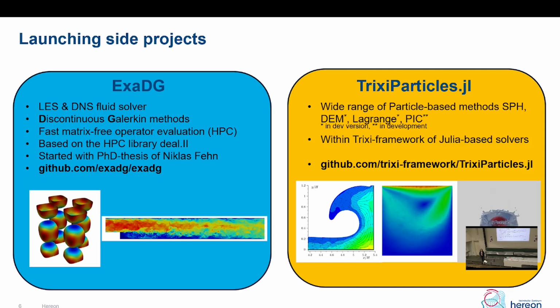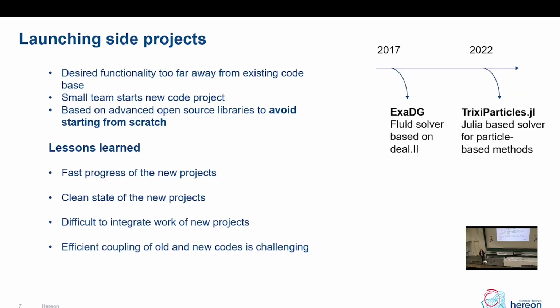And the interesting part is, why did we launch these side projects, although we have such a big main code? It was always the problem that what was desired with the side projects was just too far away from what our main code could provide. So a single person, 2 persons started, but they did not start from scratch. They really set up on an already existing strong framework. This is, on the one hand, the DL2 library, or the Julia framework is mighty in itself. So this was then for both projects a really good start.